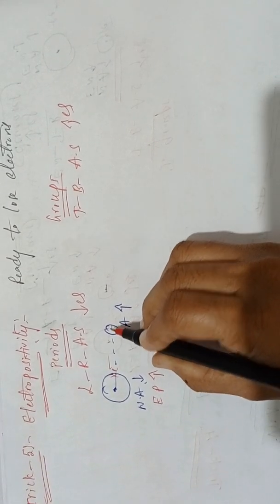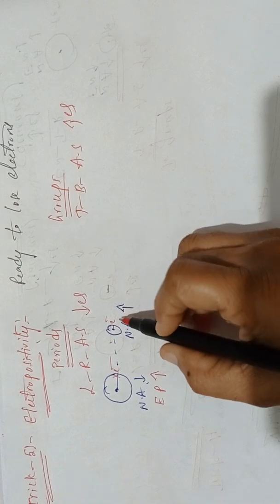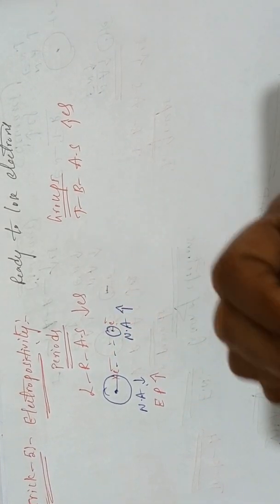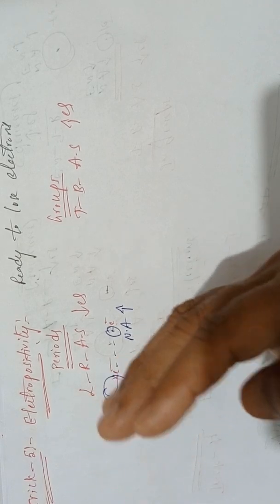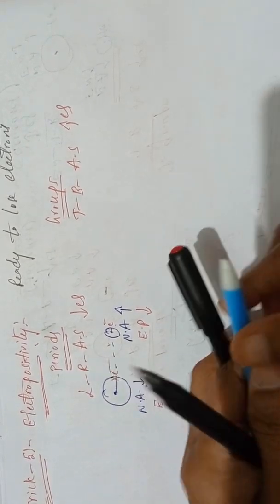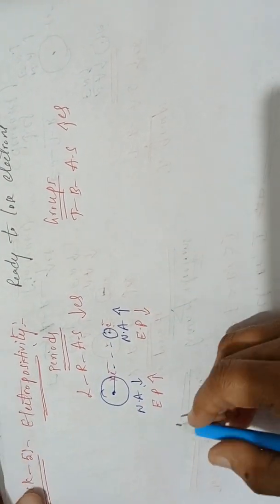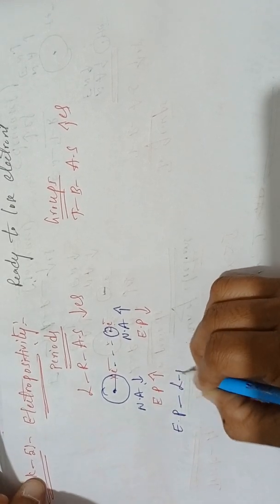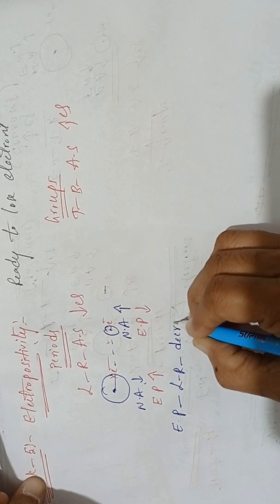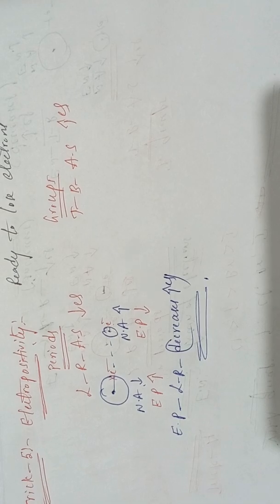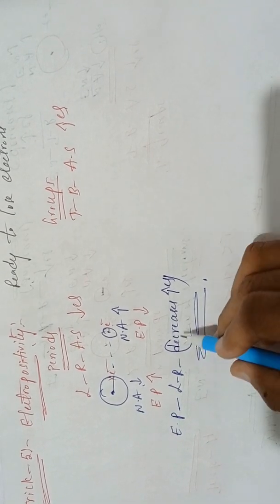Now in this case nuclear attraction on valence electrons is more. Is it ready to lose an electron? No, it is strongly binding the electron. It is not ready to lose an electron, so electropositivity is less. So big to small, left to right, what happens? Decreases. Electropositivity decreases from left to right.